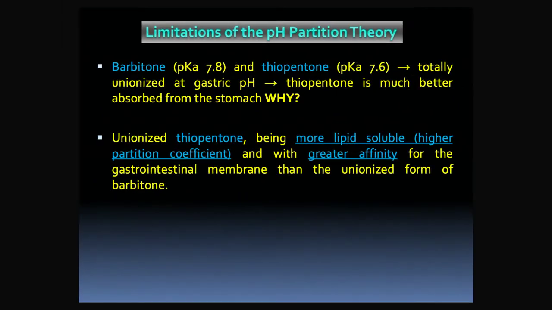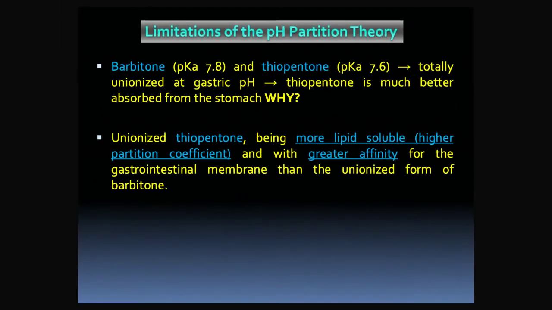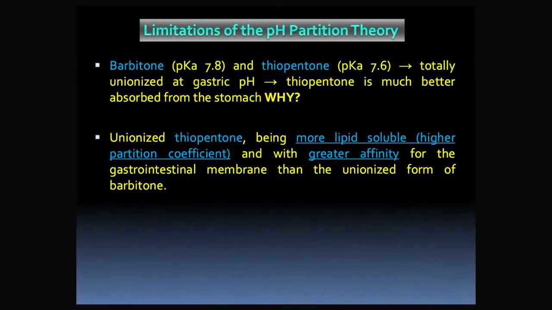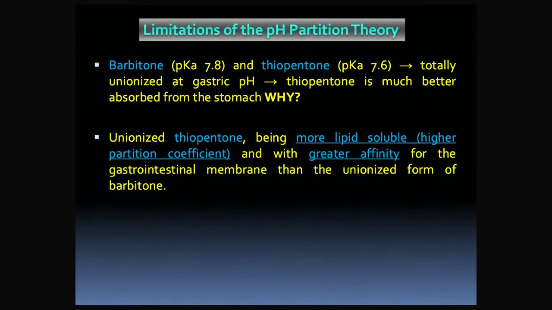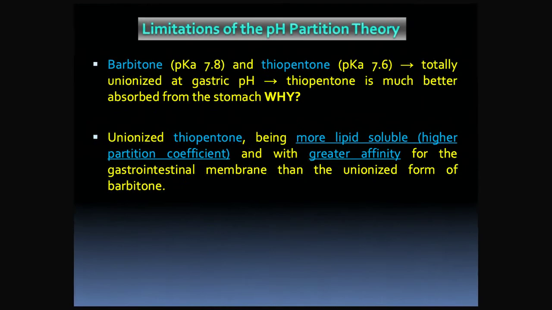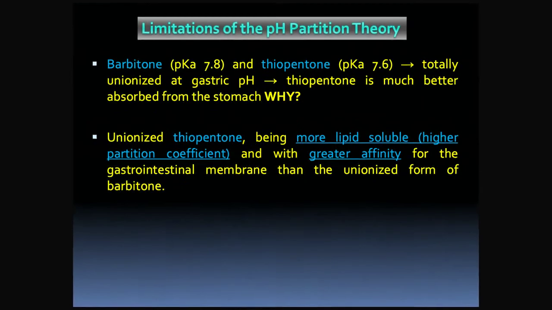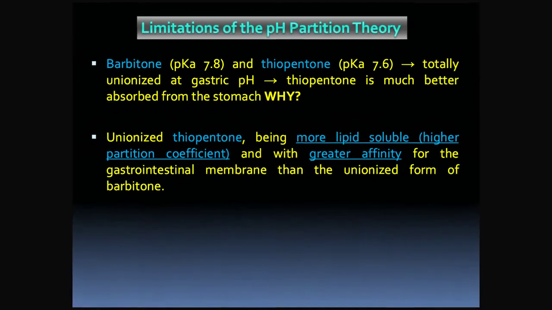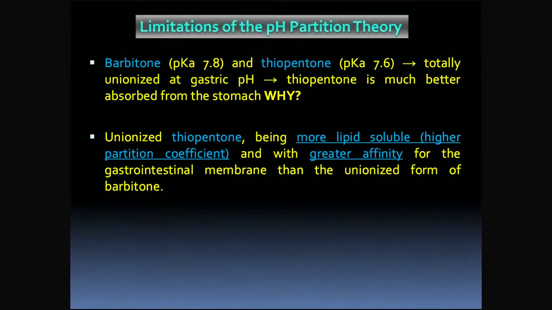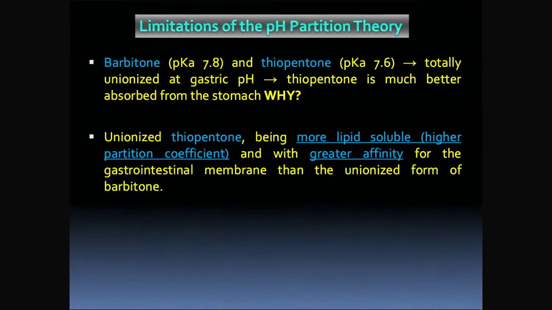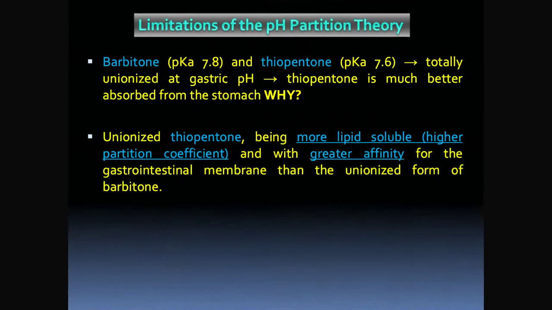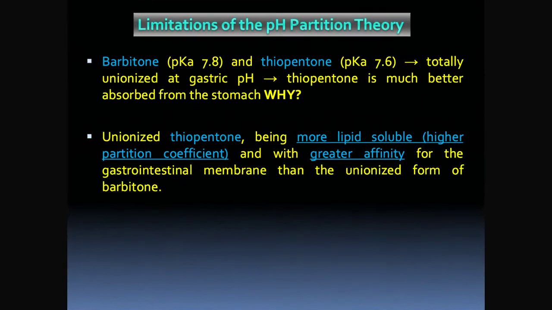Analyze the discrepancy between barbitone with a pKa of 7.8 and thiopentone at 7.6, which both remain almost entirely unionized in the stomach's acidic environment. According to the pH-partition theory, their absorption should be nearly identical, yet thiopentone penetrates the gastric barrier at a significantly higher rate. This occurs because thiopentone possesses a much higher partition coefficient, signifying an elevated lipid solubility and a stronger chemical affinity for the gastrointestinal membrane compared to barbitone.